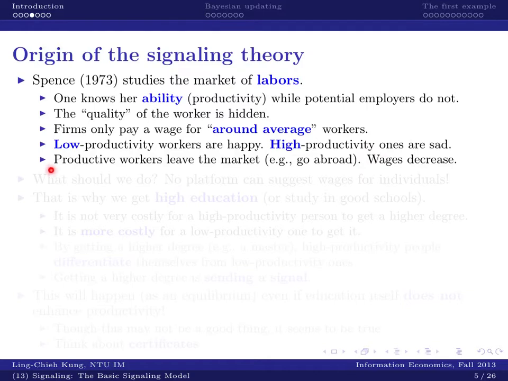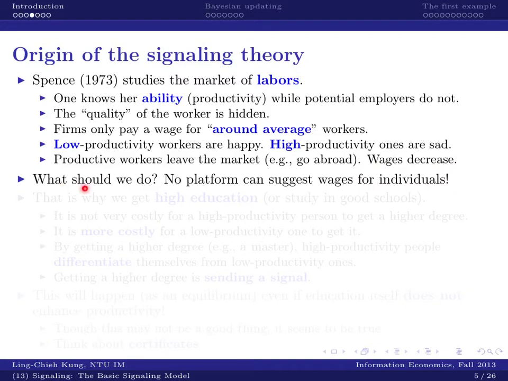And high productivity workers will try to leave the market, just like those good car owners who do not sell their cars. So in this case, good workers will, for example, go abroad, and in the local market the wages will become lower and lower, and eventually all the workers are just not so good. So that's inefficiency. In this case, is there anything we can do?